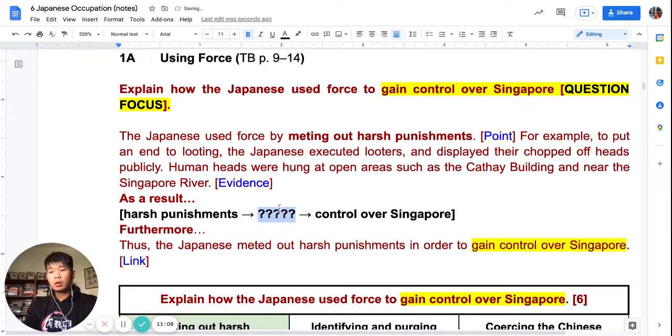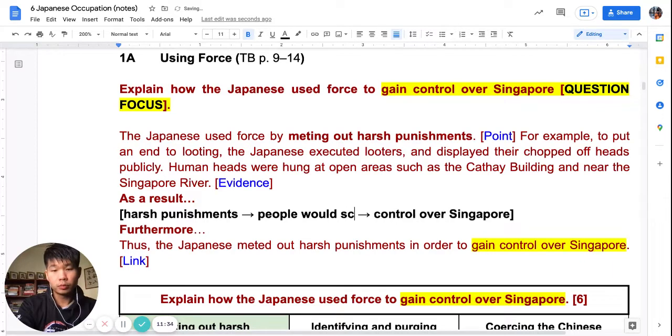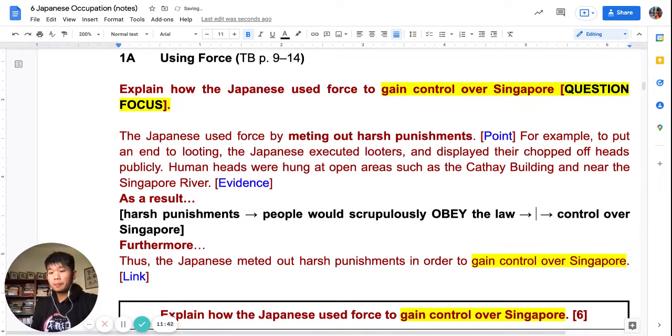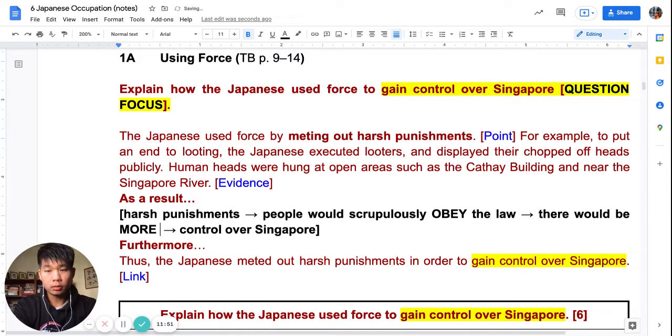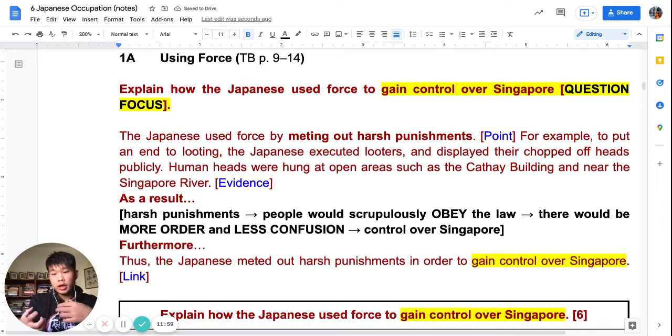So let's think about it. How would harsh punishments lead to control over Singapore? Well, by seeing the chopped off head and executed people, would people be confident to continue stealing and looting? No, right? They will become very obedient. So by doing harsh punishments, people would scrupulously obey the law. When people obey the law, is there more order or disorder, confusion? There will be more order and less confusion and less messiness. And with more order and more regularity, the Japanese have control. Everyone is obeying the rules, right?